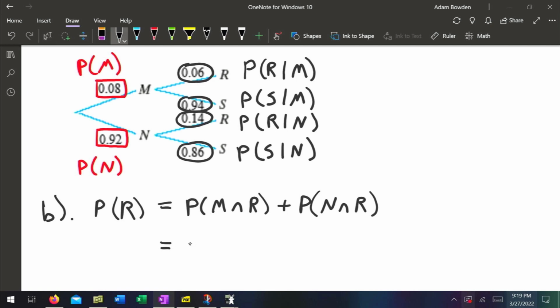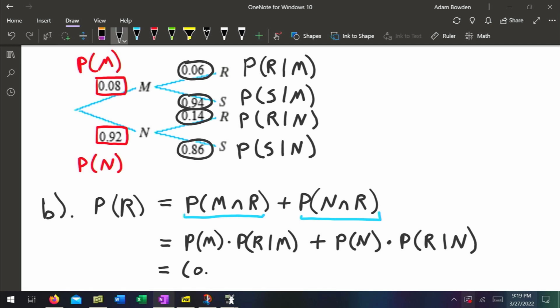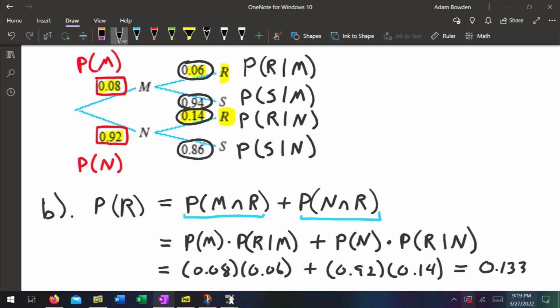So to do the calculation, we have our formula for each of these. The probability of M times the probability of R given M, that's the first part here, plus the next part where we have the formula that goes the probability of N times the probability of R given N. We have those probabilities up above, 0.08 times 0.06 plus 0.92 times 0.14. And that all equals out to 0.1336.